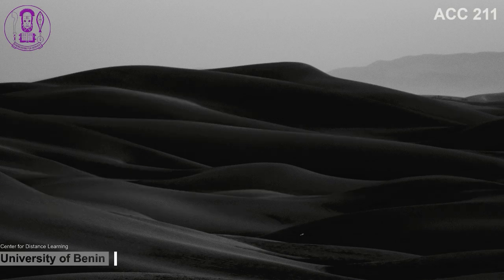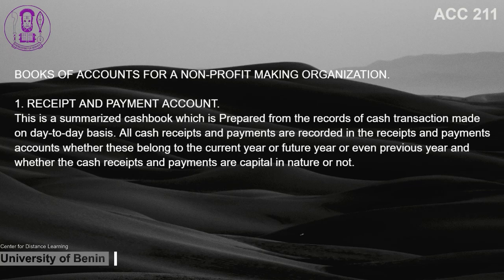Books of accounts for a non-profit-making organization. 1. Receipt and payment account. This is a summarized cash book which is prepared from the records of cash transactions made on a day-to-day basis. All cash receipts and payments are recorded in the receipts and payments account, whether these belong to the current year, a future year, or even a previous year, and whether the cash receipts and payments are capital in nature or not.